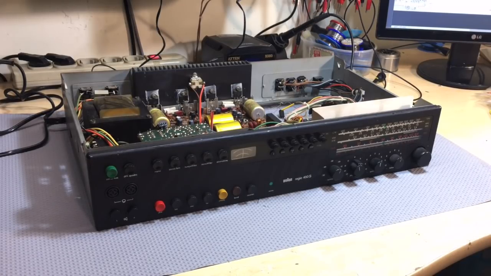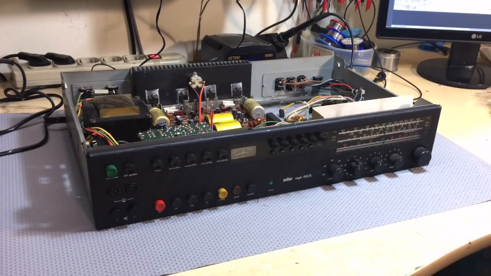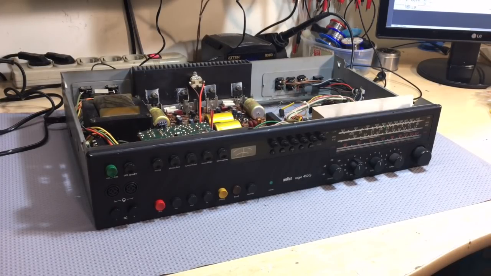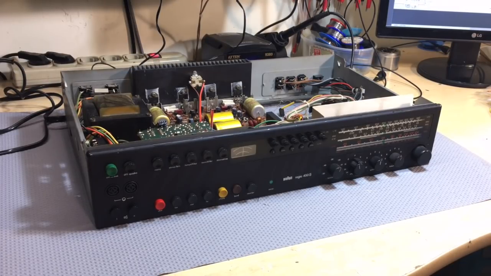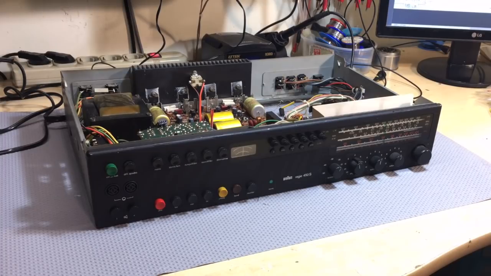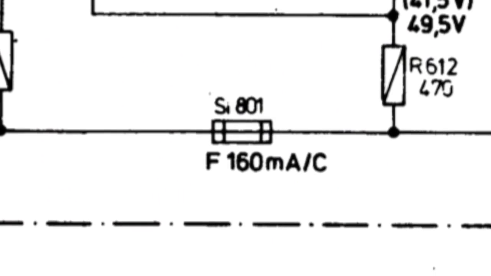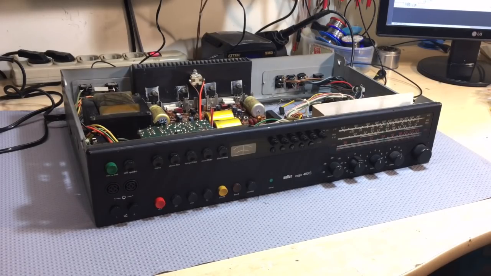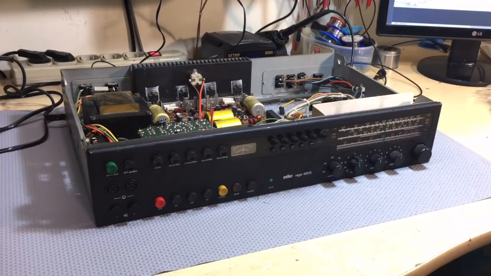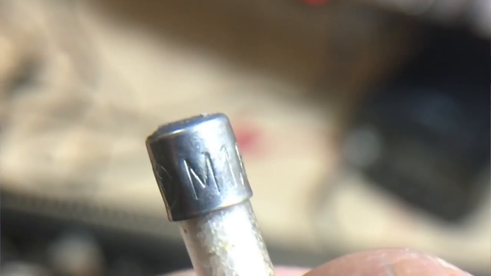Also, two people mentioned to check the fuse. The only reason that resistor would have burnt out is if the fuse failed to do its job, because the fuse is a 160 milliamp fuse, and even if you had the maximum 160 milliamps through there, it would never have done that to that resistor. So I checked, and this is what I found.